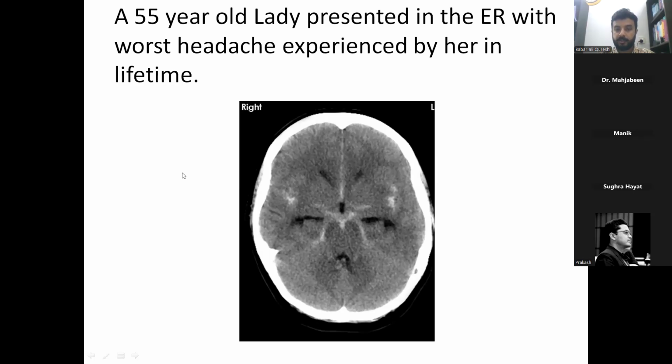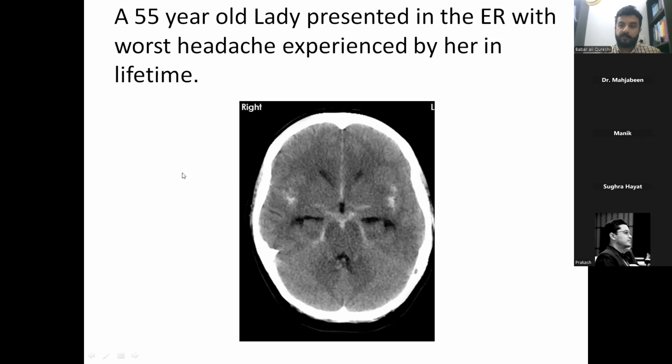So after doing shunting or the EVD, how are you going to prevent the chances of rebleed? How can I prevent the chances of rebleed? Maintaining the EVD, not allowing rapid decompression or rapid CSF release. Right. CSF drainage.